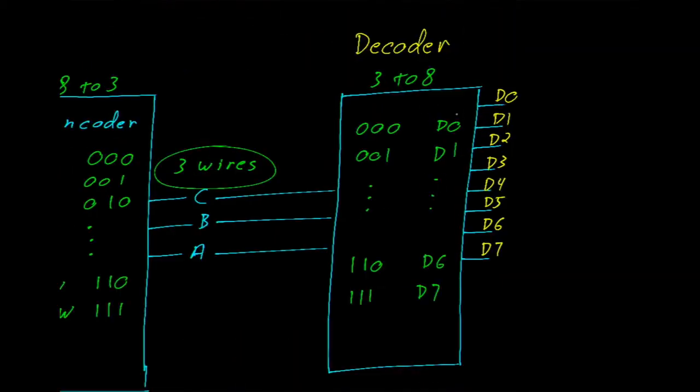Looking back, we see the decoder, 3 inputs, 8 outputs, and a sort of truth table that tells us that input 000 will light up output D0, and so on till we get to input 111, which will light up output D7.